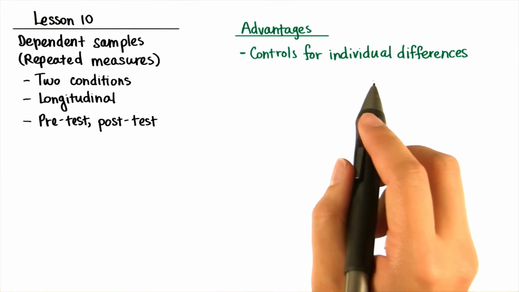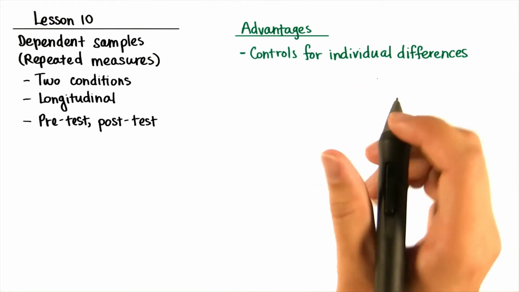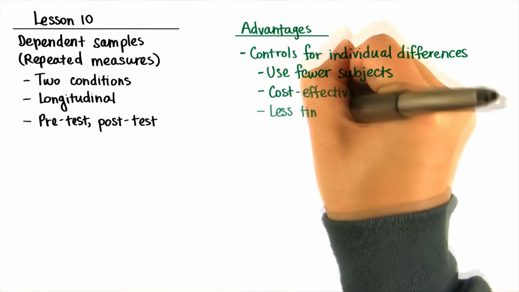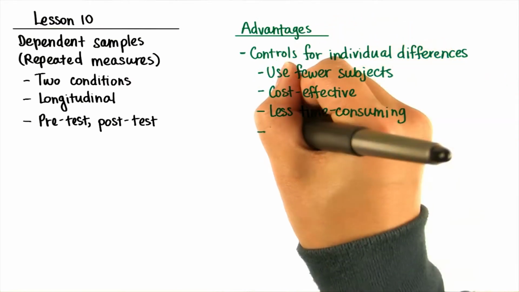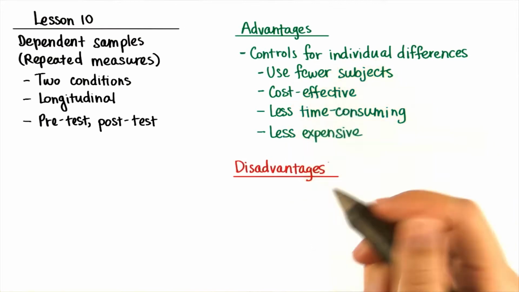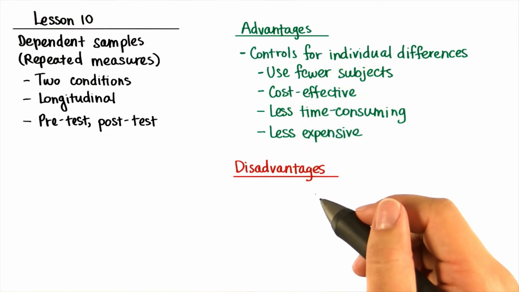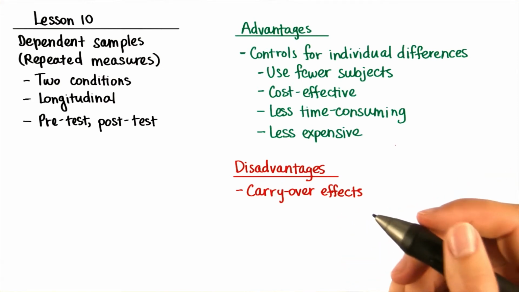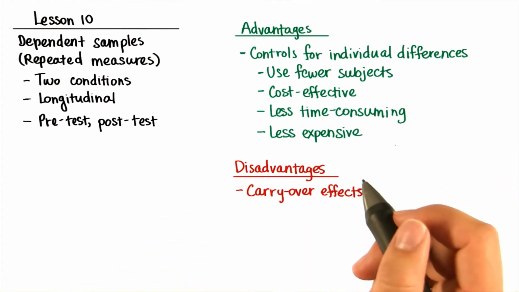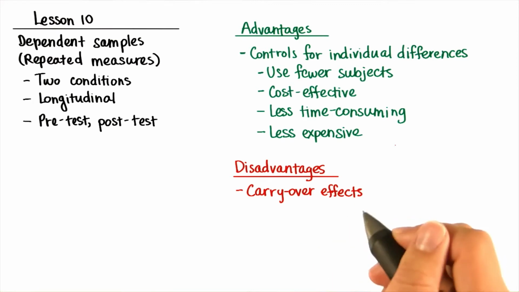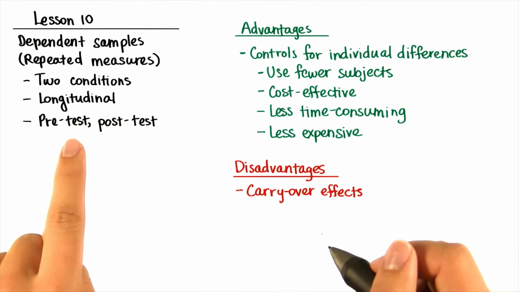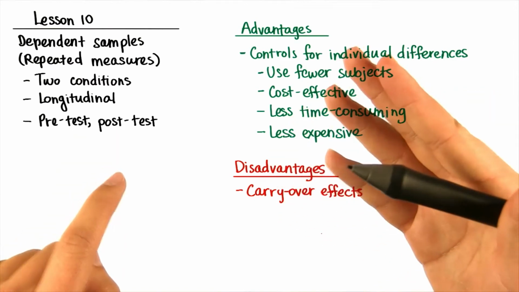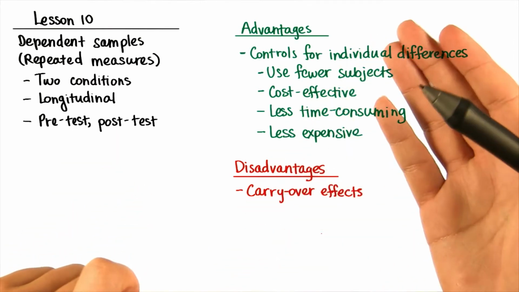Because this controls for individual differences, we can then use fewer subjects. And this is more cost-effective, less time-consuming, and generally less expensive. However, there are also a few disadvantages, one of which is carryover effects. For example, let's say we have this new method of teaching math. You want to know if it's going to be effective. If you use the same group of students to test this new teaching method, inevitably they're going to be better at math the second time around.